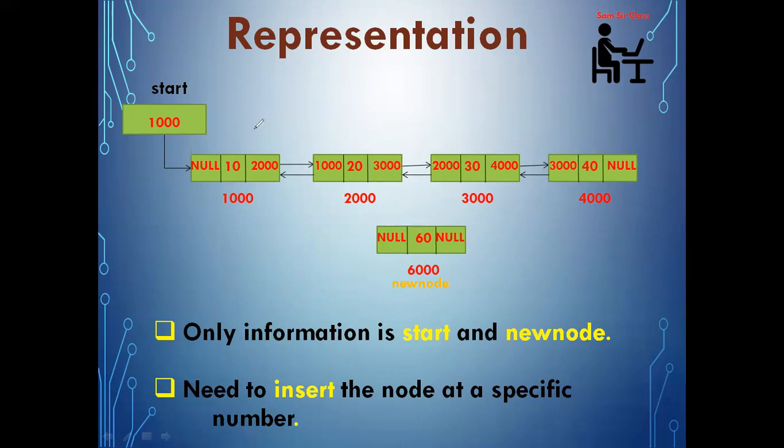Suppose, numbering again, I am entering location 3. I keep a counter initialized to 1, and I provide the start value to temp. Now, is count not equal to location? True. So temp will come to the next node and the count value will be incremented by 1. It will become 2. Again check count is not equal to location.